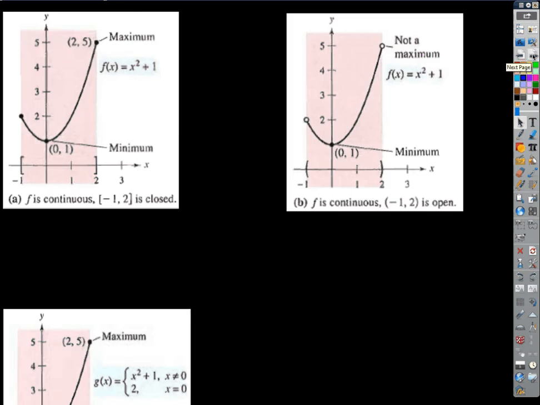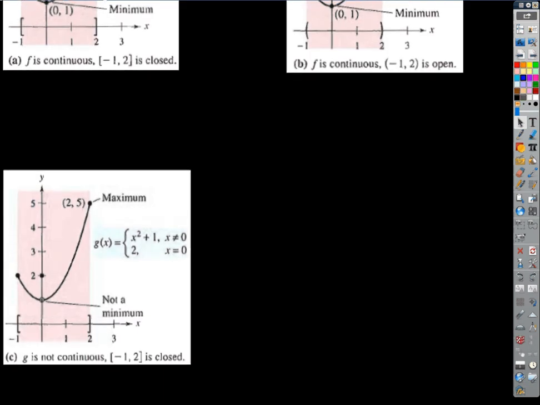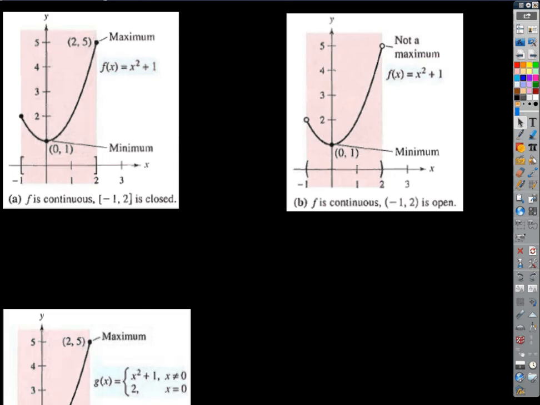Okay, why did I put this up here? I can't remember what my thinking was on this.